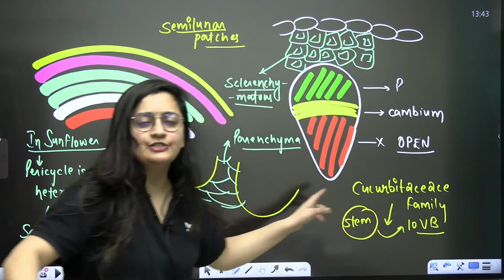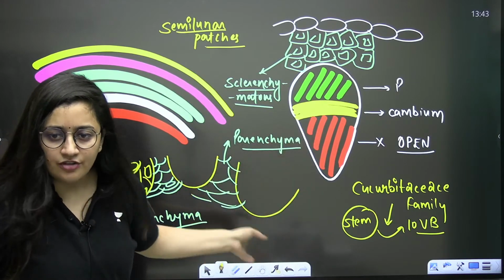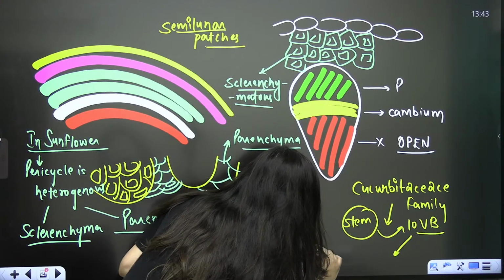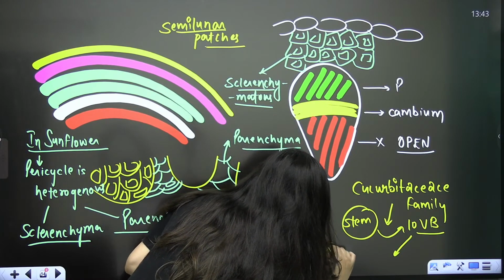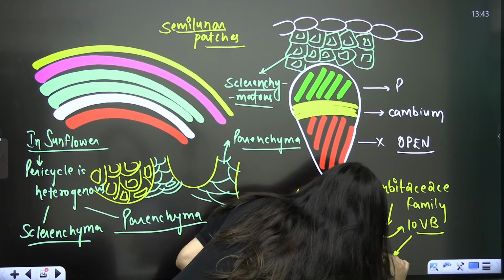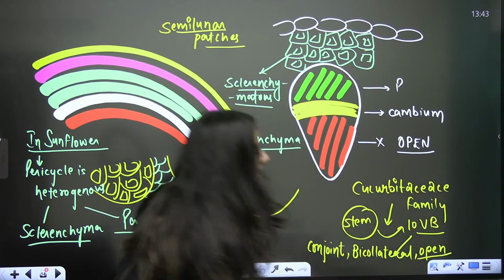No doubt they are arranged in the form of a ring. 10 vascular bundles are there. They are arranged in the form of a ring, and these vascular bundles are conjoined, which means they are joined together, but they are bicollateral. So they are conjoined, bicollateral and open.